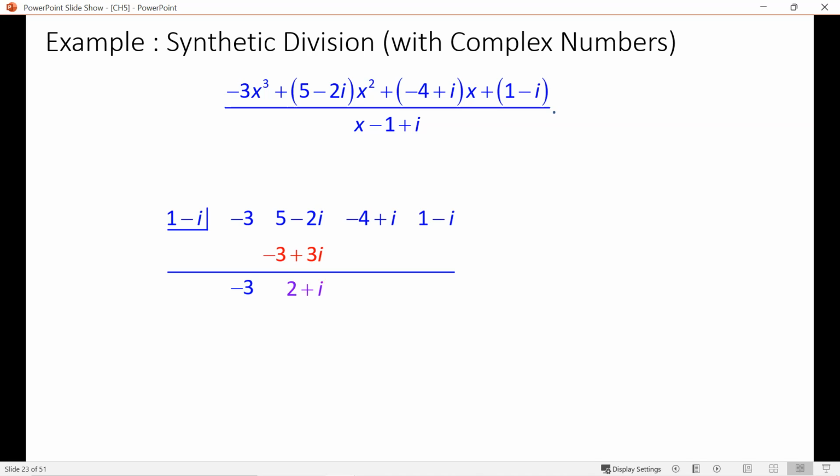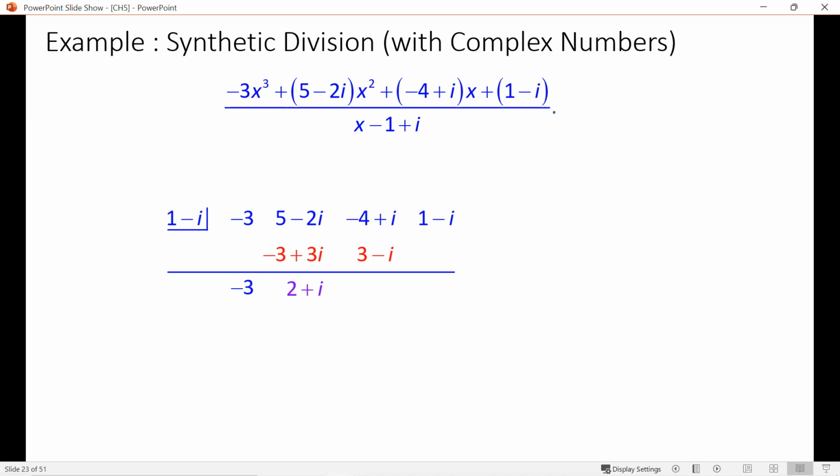We got 2 plus i, okay? Then we multiply 1 minus i times 2 plus i. When we do this, the 1 times 2 is 2, but the -i times i is going to be -i squared, which becomes a +1. So that's what gives us the total of 3. Okay. And then the 2 times -i and the 1 times +i is what gives us the -i.